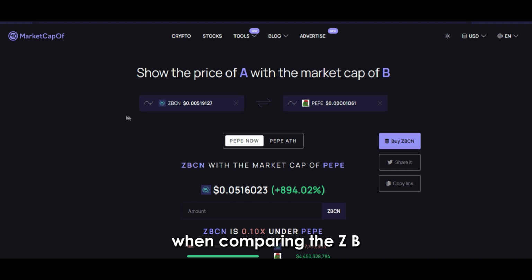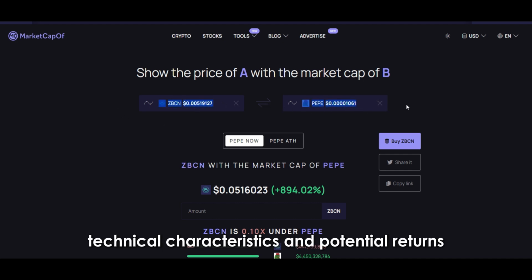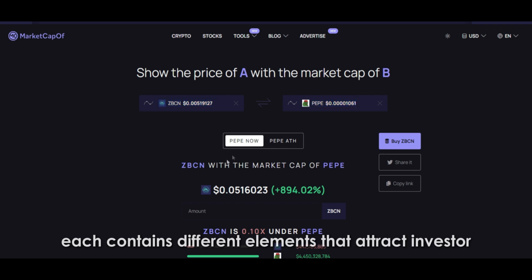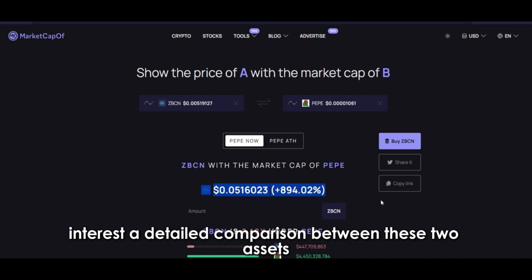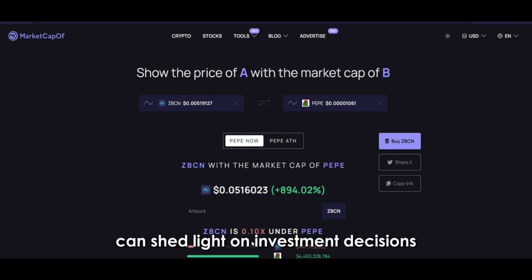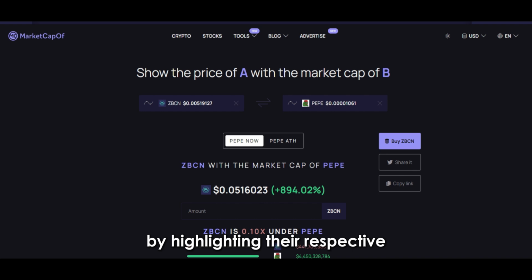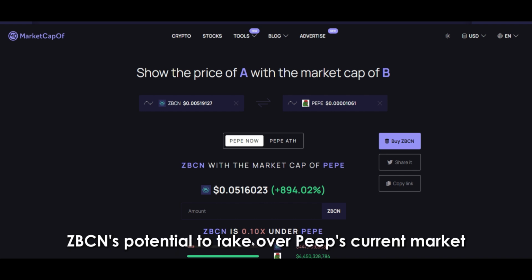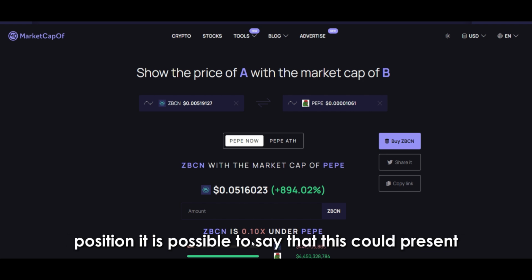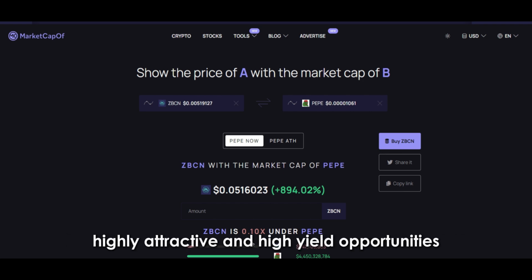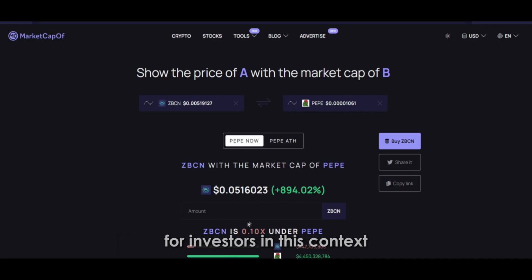When comparing the ZBCN and PEPE cryptocurrency projects in terms of market dynamics, technical characteristics, and potential returns, each contains different elements that attract investor interest. A detailed comparison between these two assets can shed light on investment decisions by highlighting their respective strengths and weaknesses. Especially when evaluating ZBCN's potential to take over PEPE's current market position, it is possible to say that this could present highly attractive and high-yield opportunities for investors.